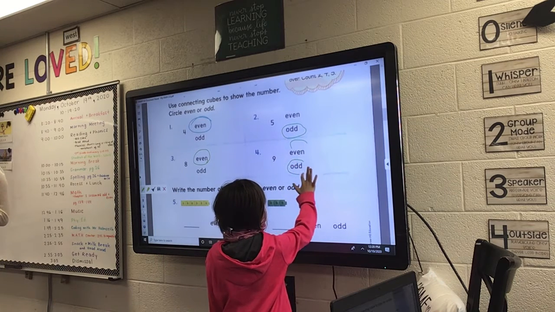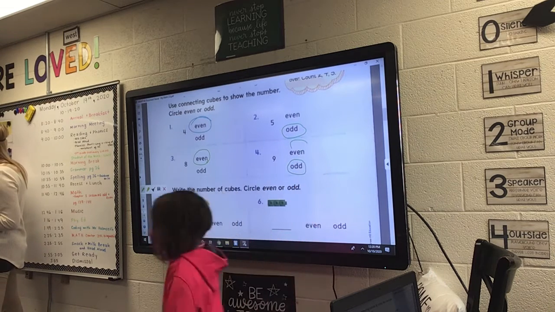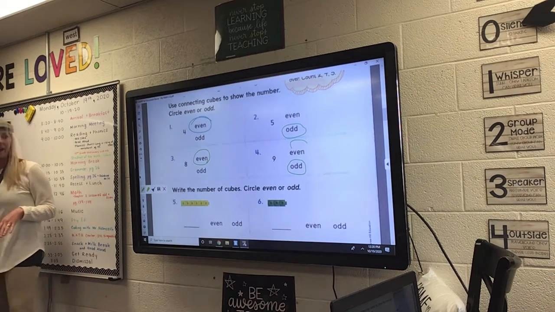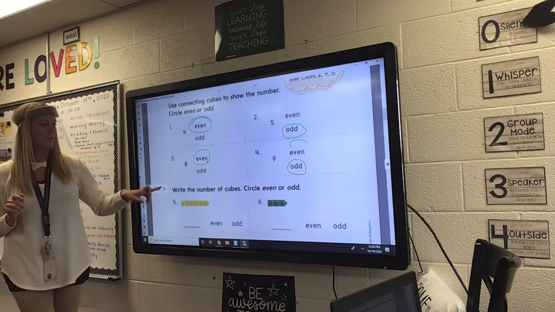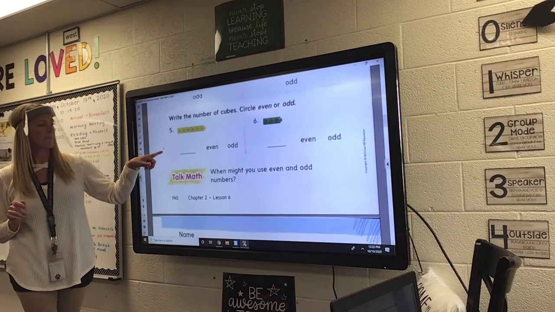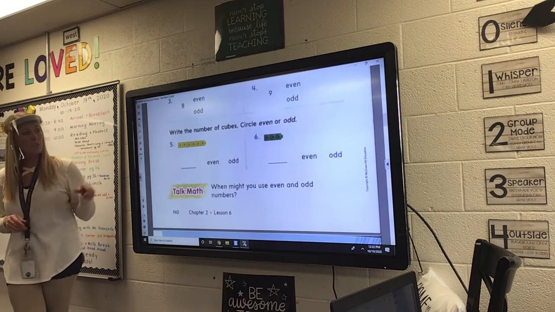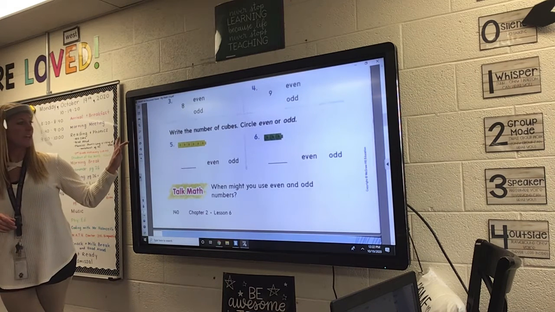Good job. It is odd. 1, 3, 5, 7, and 9 are odd. Excellent. Okay, on to the bottom. Write the numbers of the cubes and then circle odd or even.